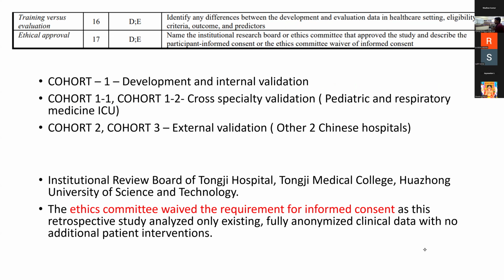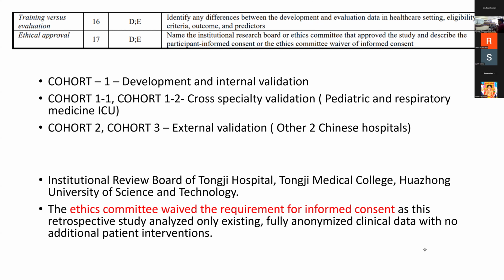Now, training versus evaluation: whether there are any differences between development and evaluation data in the healthcare setting. Like I had mentioned, they had different cohorts for internal validation and development of the model. Then they had subgroup cohorts for cross-specialty validation, which were pediatric and respiratory medicine ICUs. And they had two other separate cohorts from Chinese hospitals, which were used for external validation.